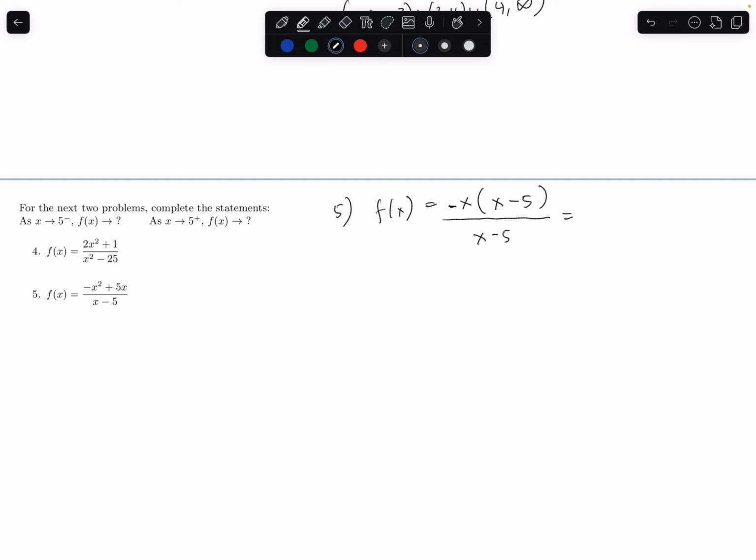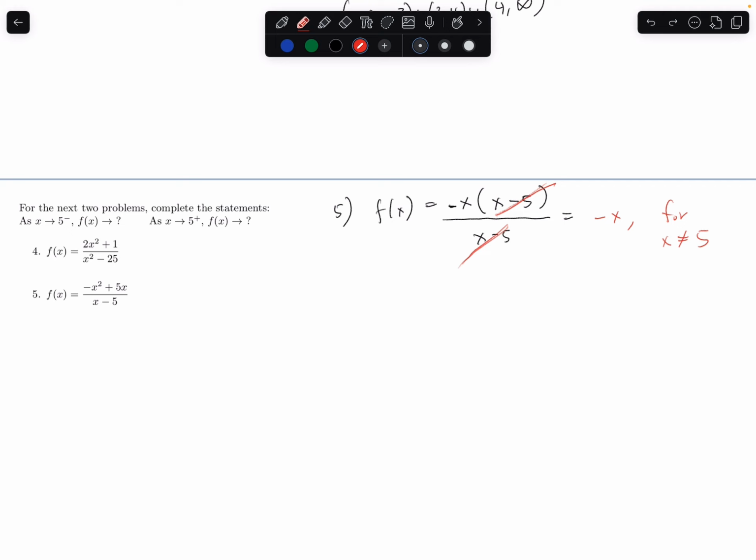In this case, these guys cancel out. So what are you left with? You're left with just negative x, as long as x is not equal to 5. So what does this all mean? Well, this means your function behaves just like a simple negative x, as long as x is not equal to 5. If x is equal to 5, you have a removable discontinuity.